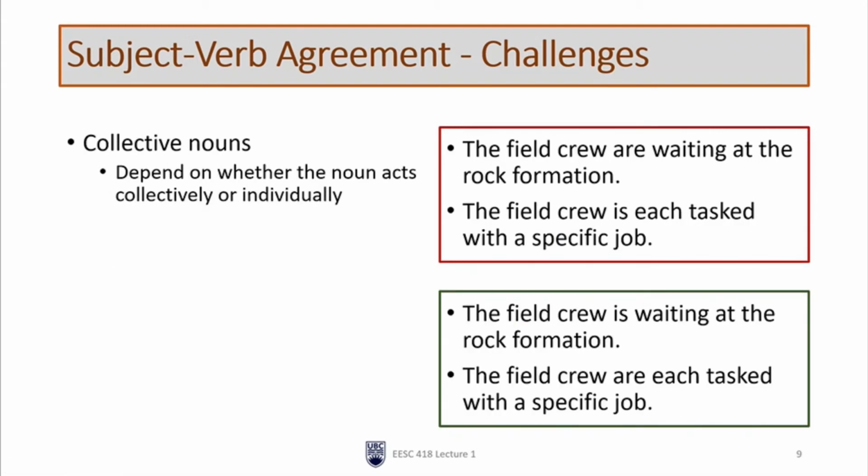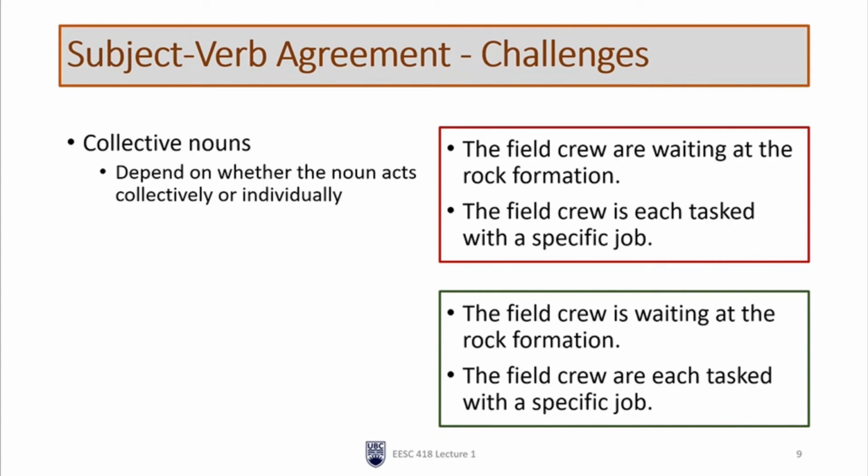Collective nouns depend on whether the noun acts collectively or individually. So these can go either way depending on how that noun is acting. And this is where it can become very challenging because you have to really understand what is going on in the sentence. It's context specific. So, the field crew are waiting at the rock formation. That is incorrect, actually. The field crew here is acting as a collective unit. They're all waiting together. So the field crew is waiting at the rock formation is correct.